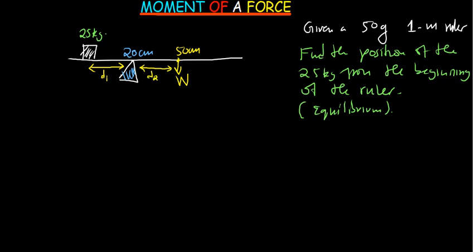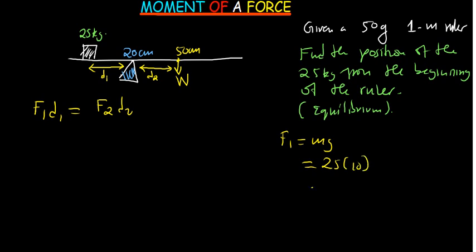From the principle of moments, F1 d1 should be equal to F2 d2. Now F1, we've been given 25. To find F1, F1 is given by mass times gravity. F1: mass is 25, gravity is 10. So this is going to give us 250 newtons. Whenever you're using mass it should always be in kgs. So we're going to put 250 newtons multiplied by the distance 1. We don't know that distance, so let me just call it d1, and that should be equal to F2.